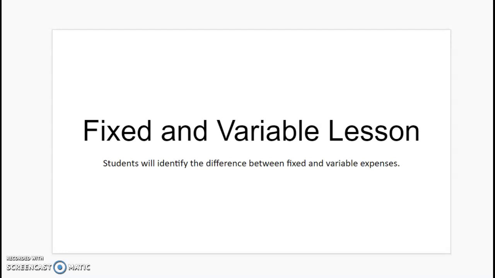So you're going to watch this video first, and then you're going to go into Google Classroom under the classwork tab. Sorry, my dog's sneezing. Under the classwork tab, you're going to click on the fixed and variable lesson assignment, and this same slideshow is going to come up, but you're going to edit it and then submit it once you're done with everything.